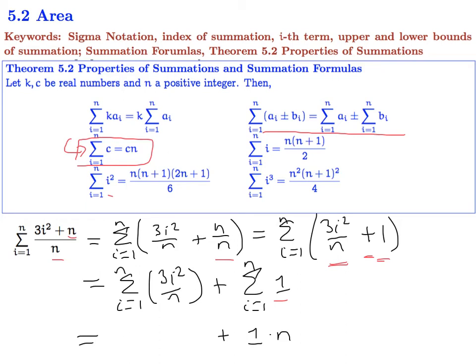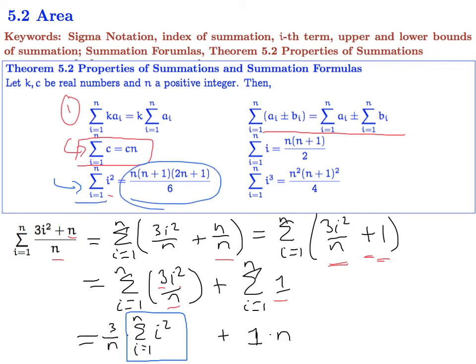In our first pattern here, what we want to notice is that the i squared is kind of locked in there, but 3 is just a constant, and this n is just a constant that we can factor out. So in this case we can use property 1 here to factor out our constant. We can rewrite this as 3 over n times the sum from 1 to n of i squared. Now this makes me very happy, because this pattern right here, the sum from i equals 1 to n of i squared, is exactly one of the patterns we have up here. We have a nice little shortcut formula for it.